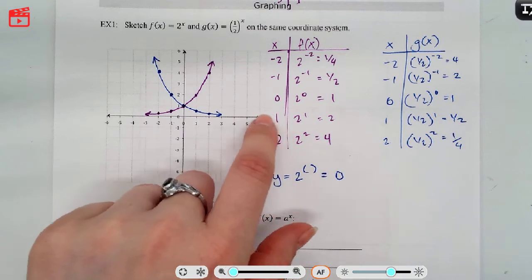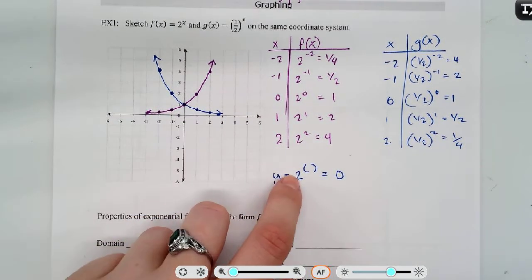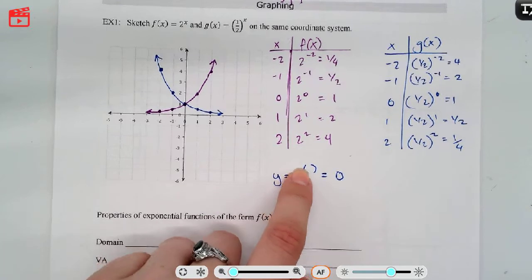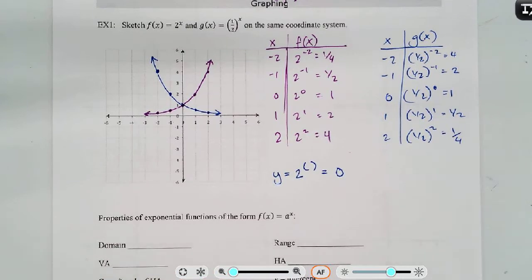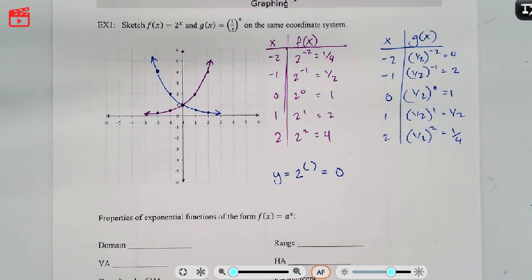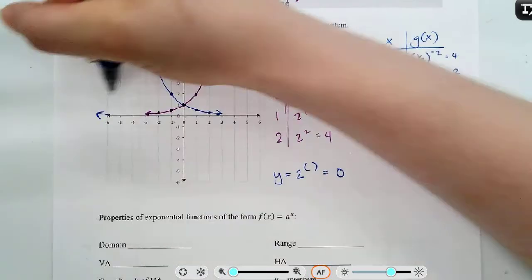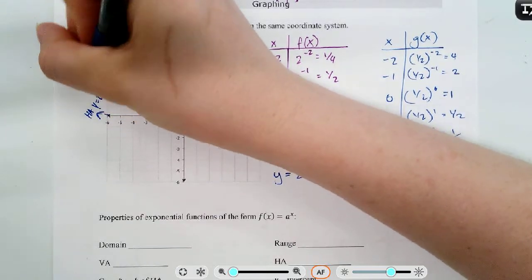Okay, so we're actually ending up with a horizontal asymptote along here for both of these, because there's no way to make our y values equal 0. There's no exponential value, no number I can plug in here that when I raise 2 to that number, I'll get 0. It doesn't happen. So we do have that horizontal asymptote for this function.